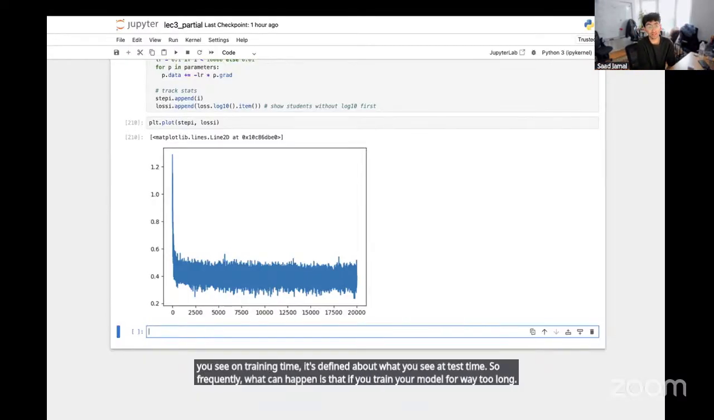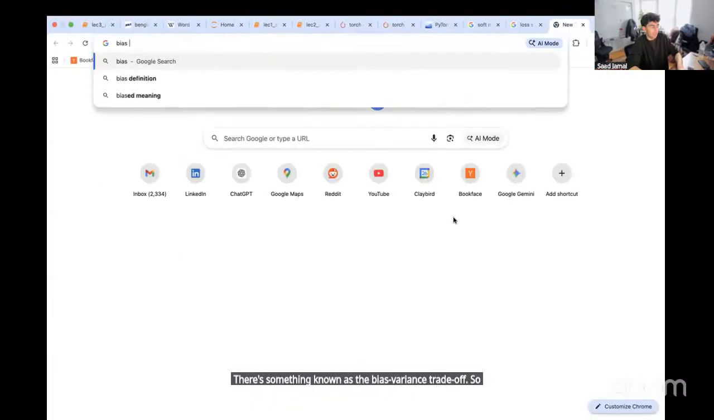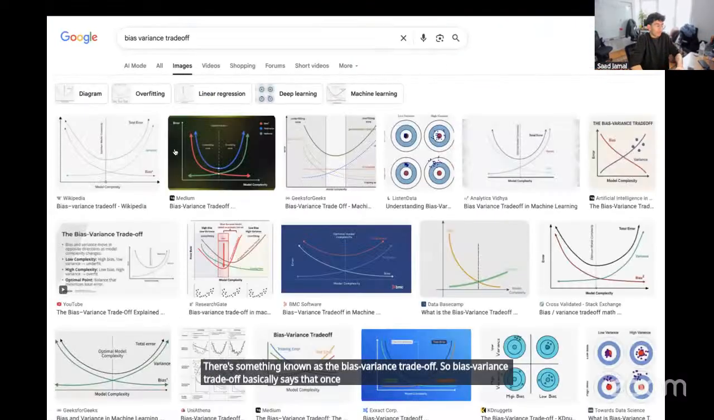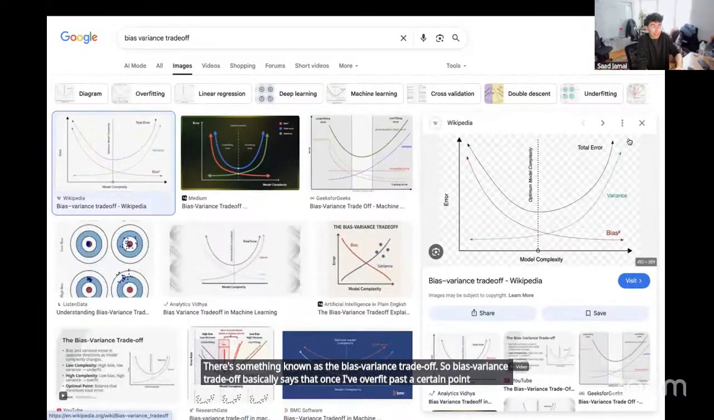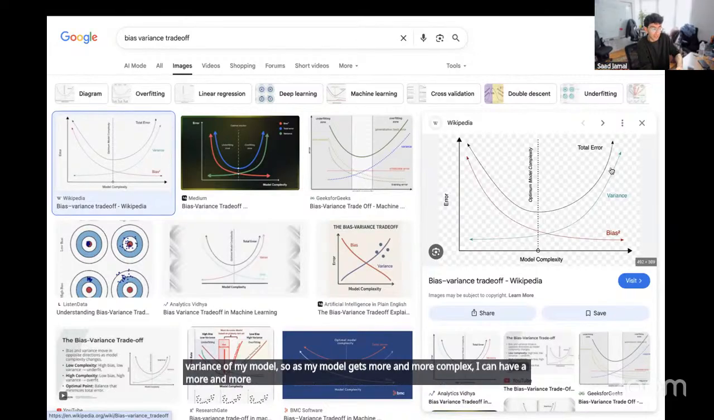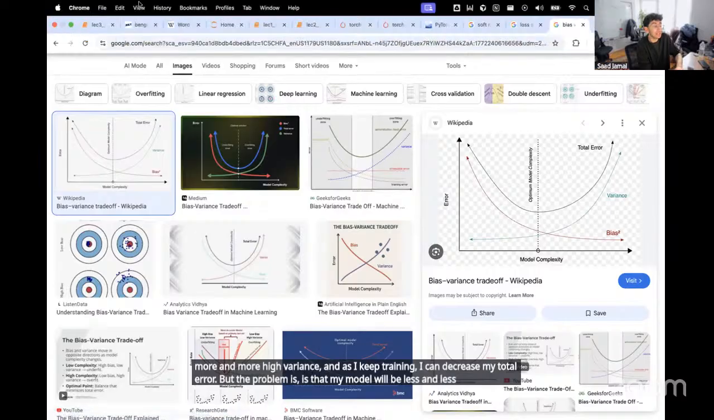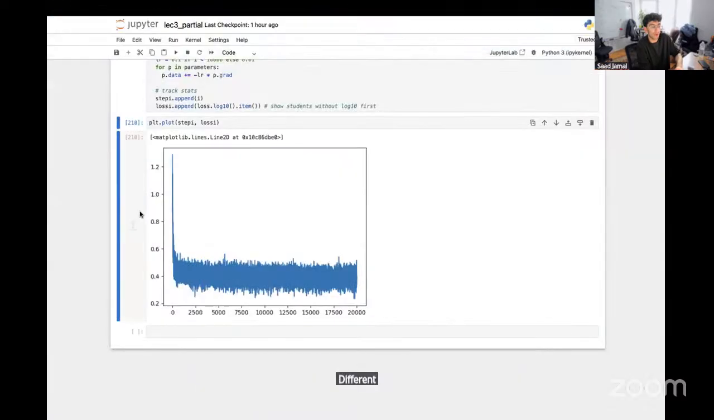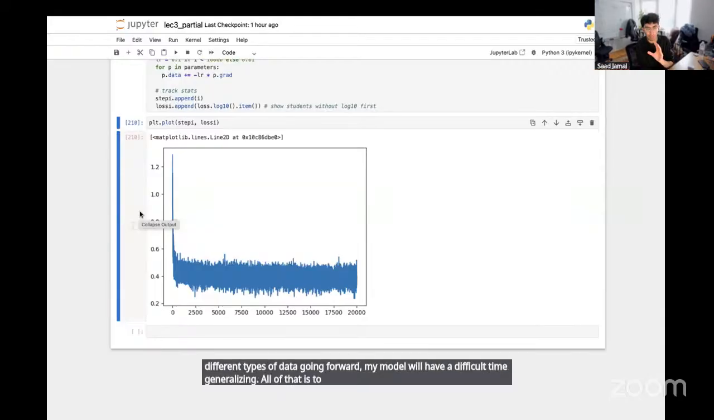Frequently what can happen is that if you train your model for way too long, there's something known as the bias-variance trade-off. The bias-variance trade-off basically says that once I've overfit past a certain point, as my model gets more and more complex, I can have a higher and higher variance. And as I keep training, I can decrease my total error. But the problem is that my model will be less and less flexible. And as I see more and more different types of data going forward, my model will have a difficult time generalizing. All of that is to say that when you train on your training data and make decisions about test time, validation time, anything like that, you want to make sure you don't overfit your training data.